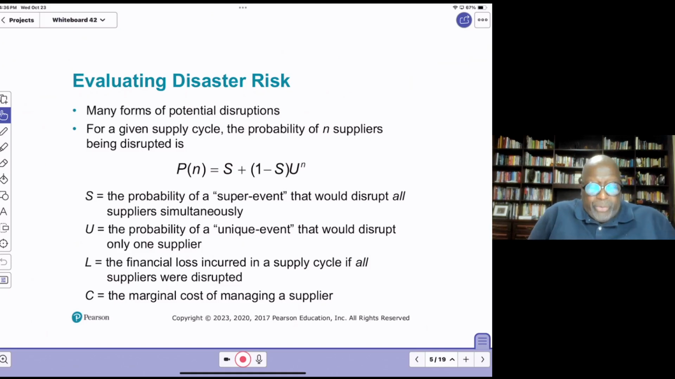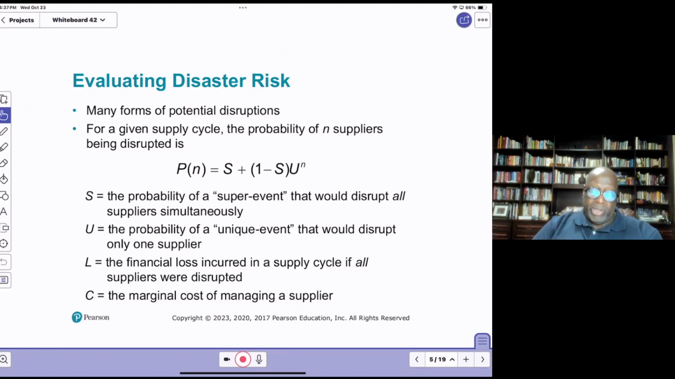All right. So for a given supply cycle, we have n suppliers, and there's a potential that these n suppliers can be disrupted. So we have S is the probability of a super event like a hurricane or a tornado that could disrupt all suppliers simultaneously. And then the probability of a unique event is U, that would disrupt only one supplier. It could be a power outage at that particular plant, or if we think of all the possibilities, a strike could cause a disruption, so those would be unique events and so on.